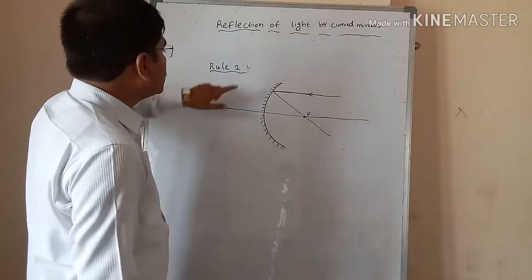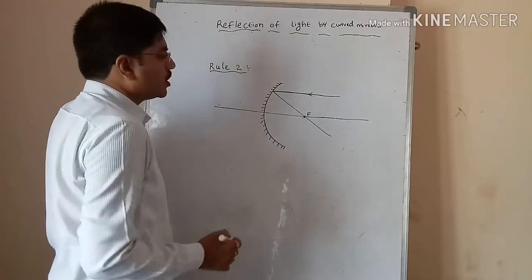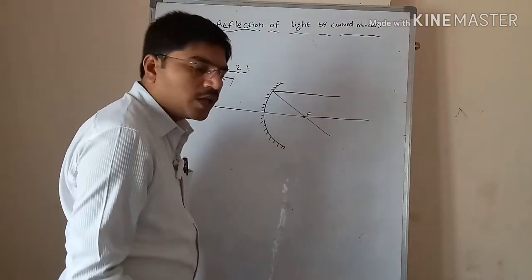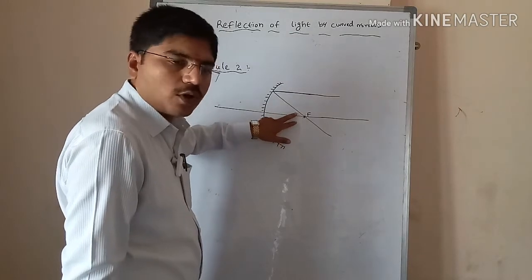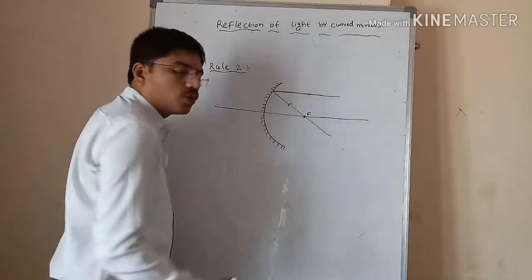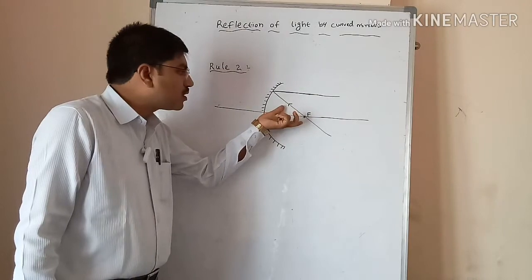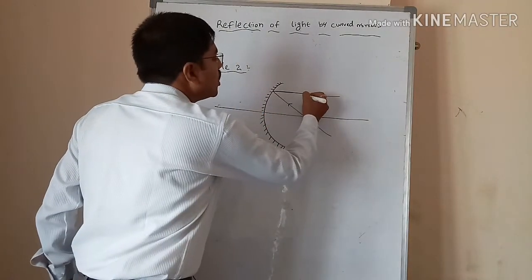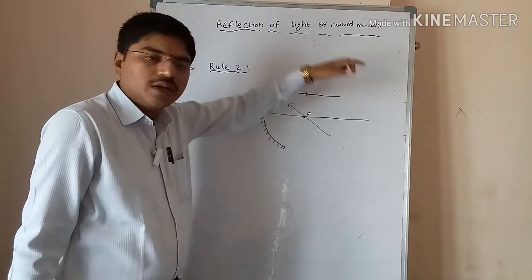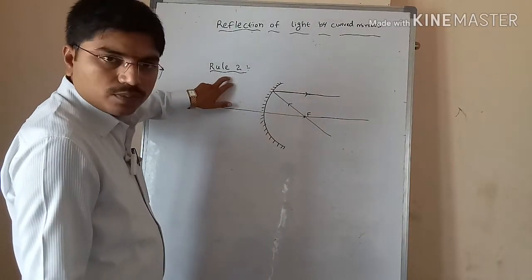Then the next one, rule 2, is the same but vice versa, with small changes. Previously I said the ray is coming from infinity and after reflection it passes through the focal point, but now if any ray is passing through the focal point, after reflection the ray goes to infinity, parallel to the principal axis. This is called rule 2.